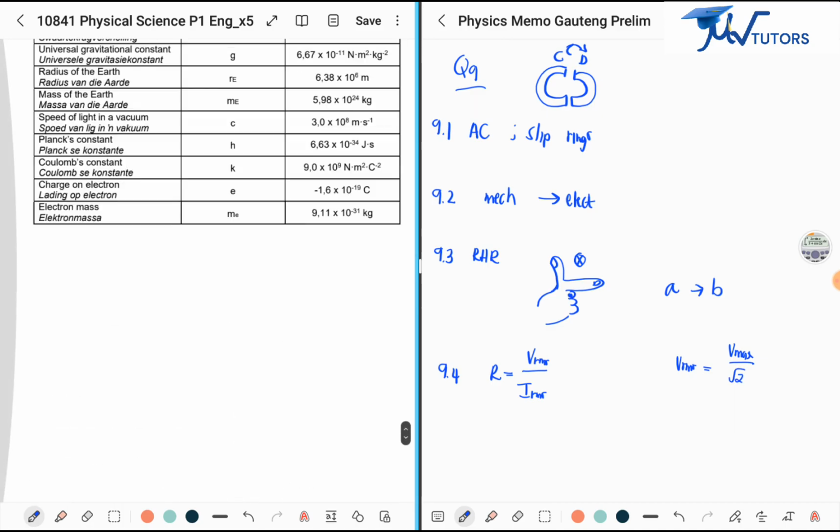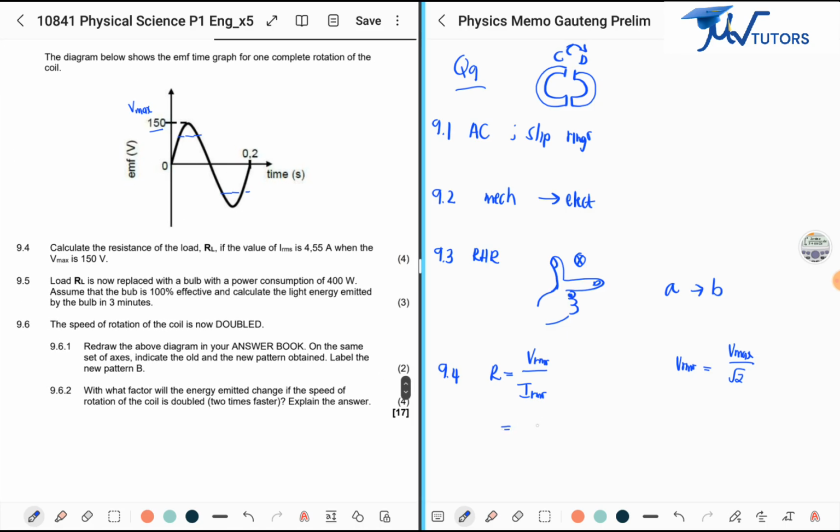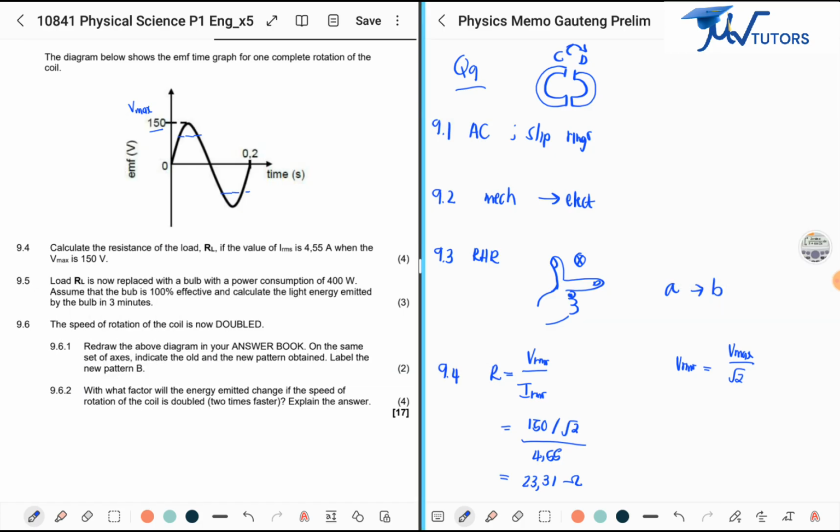Okay, so going back to our calculation over here, we're going to say VRMS is Vmax, which is 150, divided by root 2, and IRMS is 4.55. So if we calculate that, we get 150 divided by root 2 all over 4.55, and that gives us 23.31 ohm, because we're looking for resistor L.